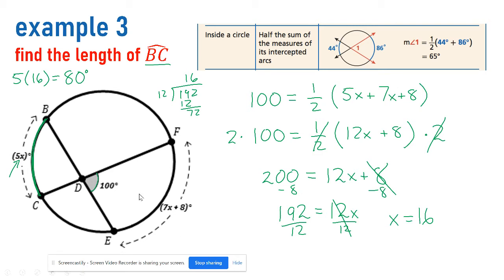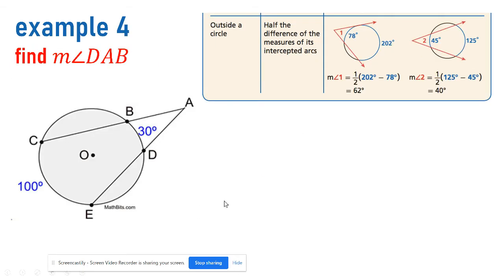All right, let's move on to that other rule where the angle's outside the circle. And so here we want to find the measure of angle DAB. So DAB is this angle right here. That's what we're looking for. Let's give it a name. Let's just call it x. It's going to make it a little easier if we have a variable.